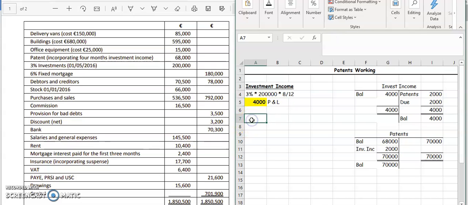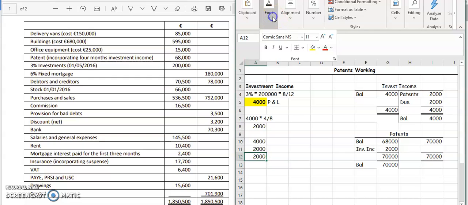So that 4,000 then, it tells us in the question that there's 4 months investment income in that. So 4,000 multiplied by 4 divided by 8. Remember, because it's just for 8 months. So 2,000. So 2,000 has been included in our patents, which is part of our investment income. So if our yearly amount for investment income was 4,000, we have received 2,000, so we're due another 2,000.